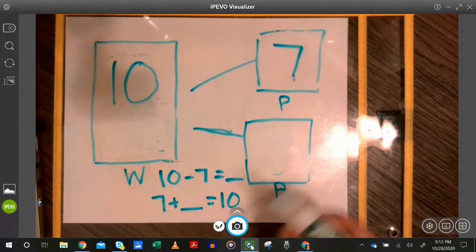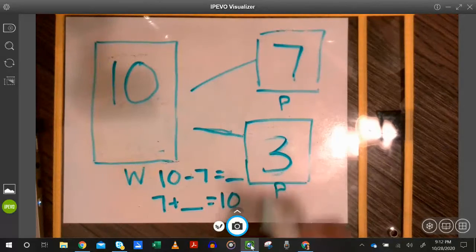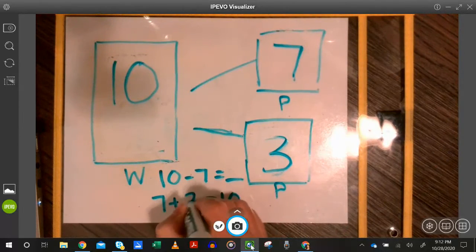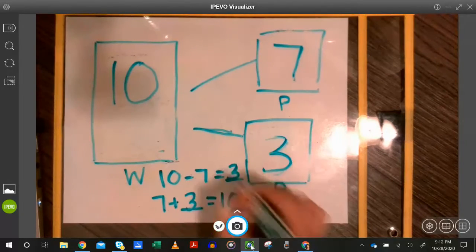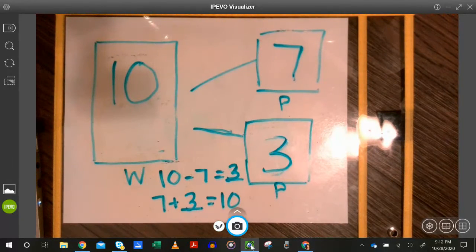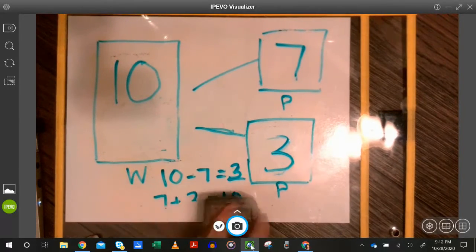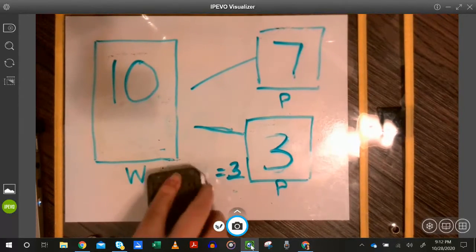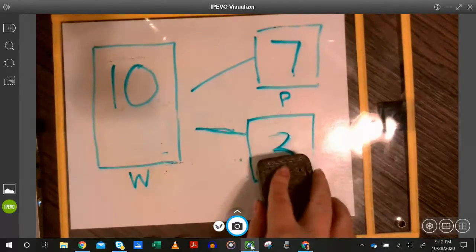What goes with 7 to make a 10? It's 3. Okay, so if 7 plus 3 equals 10, then 10 minus 7 is also going to equal 3. So if you know your addition facts, you can turn it around to become a subtraction problem.